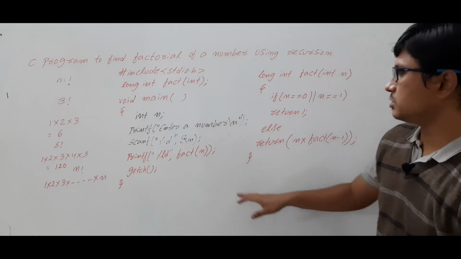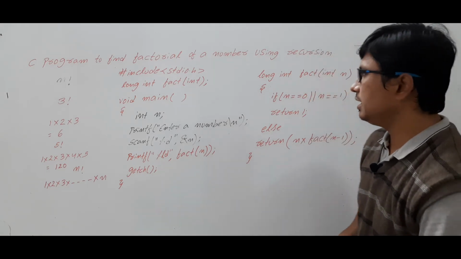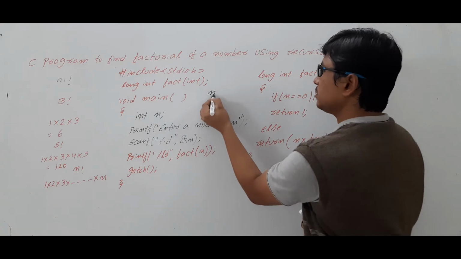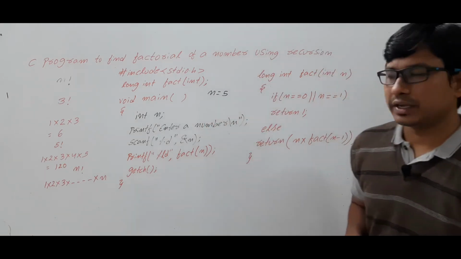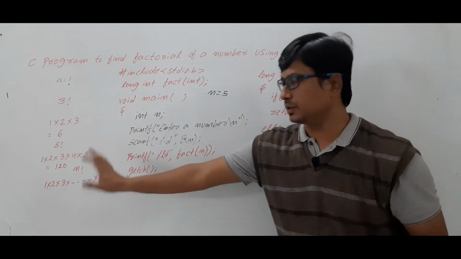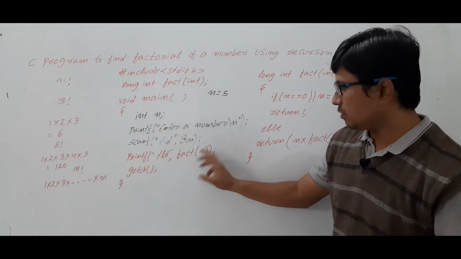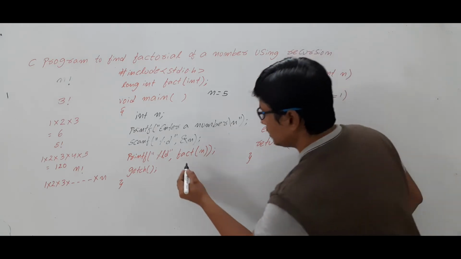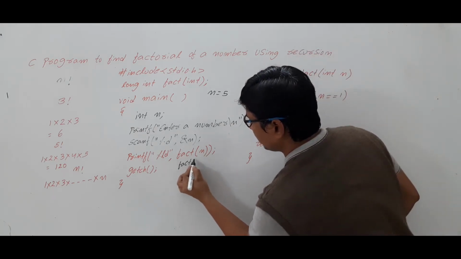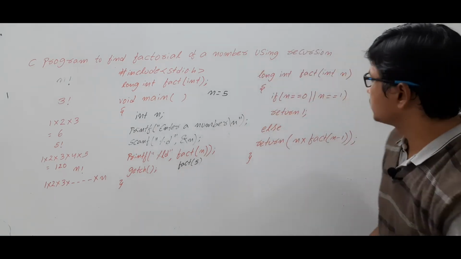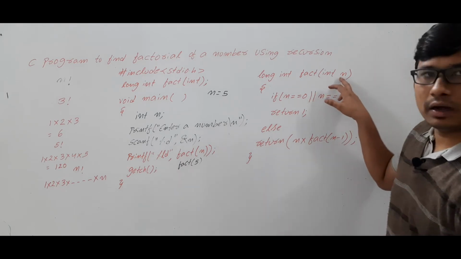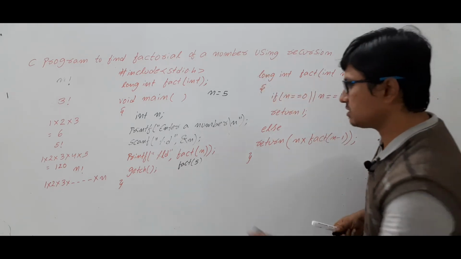Now let me discuss this program with a simple example. Let me take the n value as 5. I want to compute 5 factorial. So the user has entered the n value as 5. That value you are passing, so it is fact of 5. So you are going to the function definition because this is the function call.